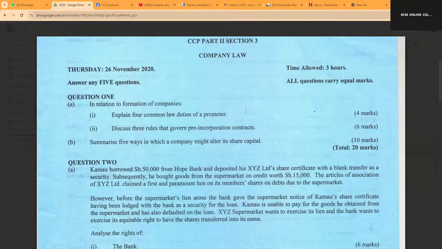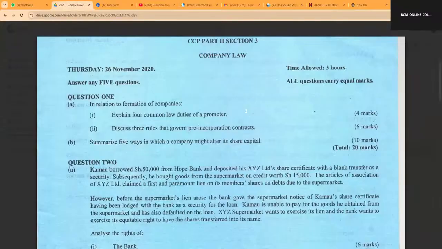1A. Yes, question number 1. In relation to formation of companies, explain 4 common law duties of a promoter. Roman 2. Discuss 3 rules that govern pre-incorporation contracts.